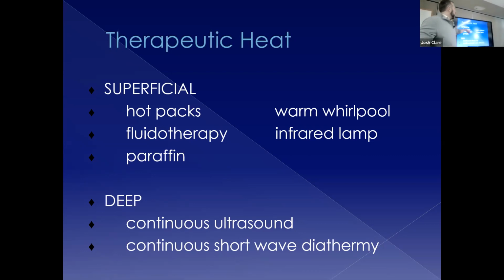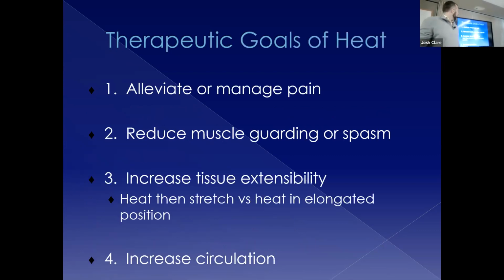Warm whirlpool, we'll talk about as well. Infrared lamp, we'll talk about. We're not going to show it. Other types of deep heat that we'll talk about next week: continuous ultrasound and shortwave diathermy. Goals: alleviate or manage pain, reduce muscle guarding or spasm, increase tissue extensibility, and increase circulation. We've talked about that all in the pain cycle, all different aspects of that pain cycle we're trying to target with this heat.